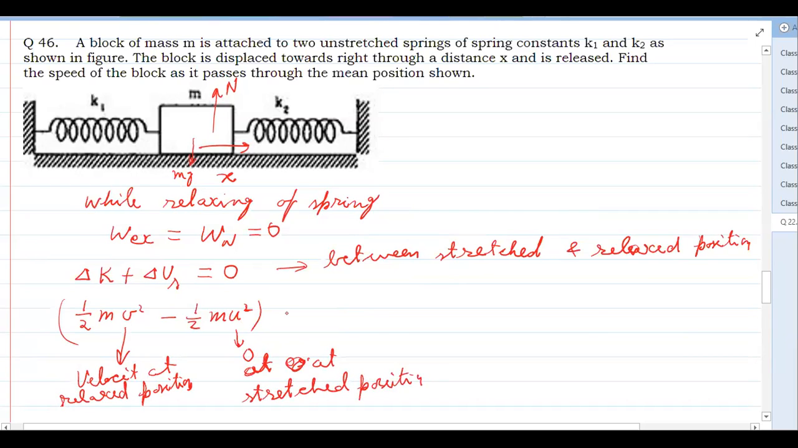Plus, what is the change of potential energy? The final potential energy will be 0. Initially it was stretched, so half K1 x square. One spring was stretched, and K2 was compressed, so half K2 x square. Both will have stored energy. So final energy is 0 because both are relaxed, and initial energy will be half K1 x square and half K2 x square. This will be equal to 0.